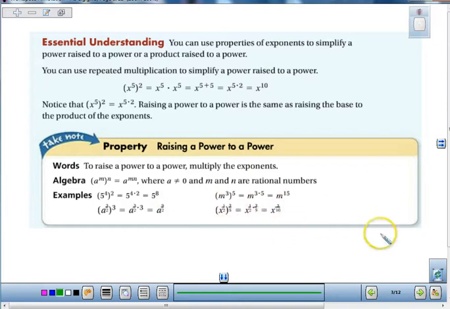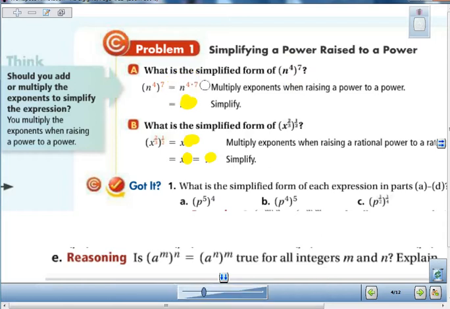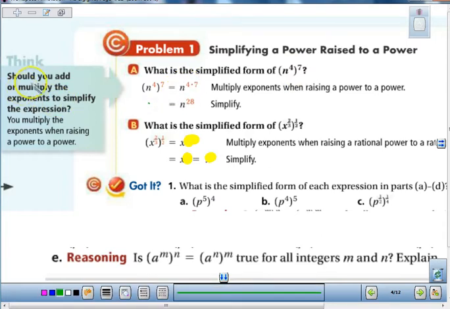Here are a couple more examples to take a look at. In problem 1 that you're going to put in your notes, it says multiply the power raised to a power. So how do we simplify this? We just said our rule was that we are going to multiply. 4 times 7 gives us n to the 28. It says should you add or multiply exponents to simplify? You multiply when you're raising to a power.